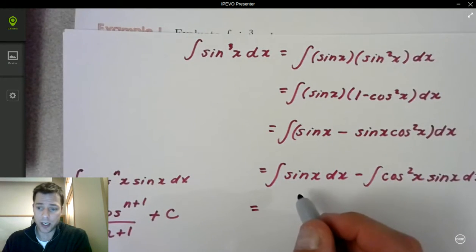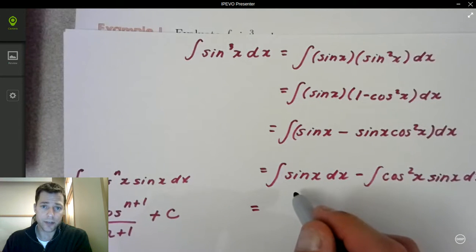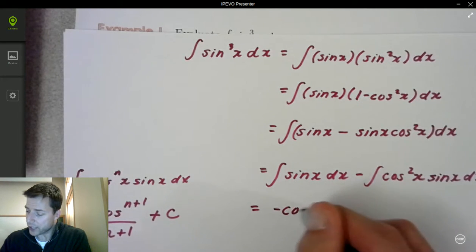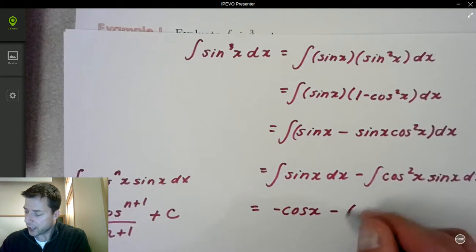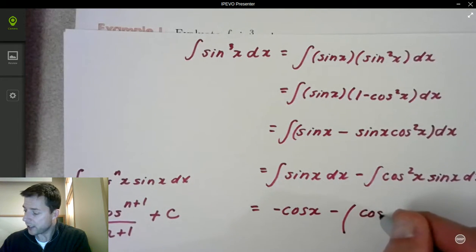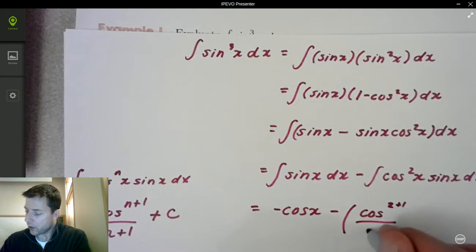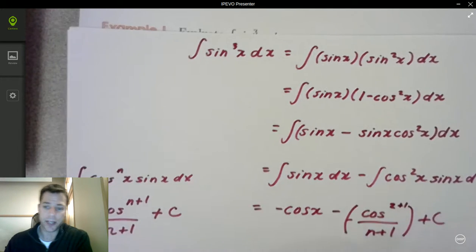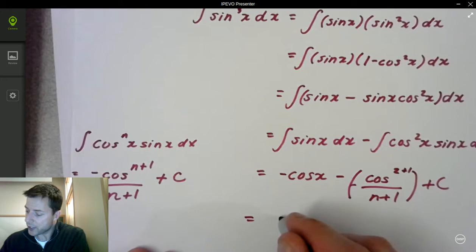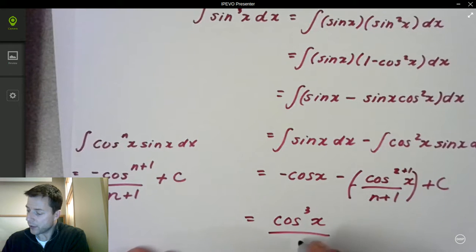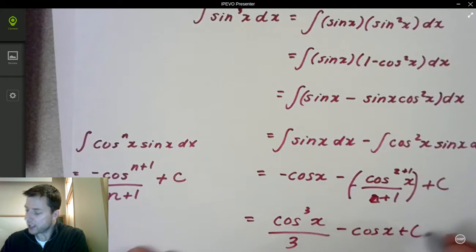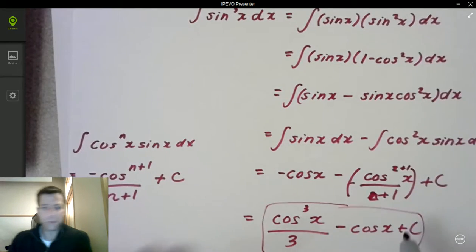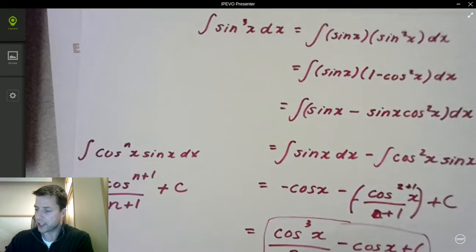So I'm going to integrate. What function gives me a sine derivative? That would be negative cosine of x. Minus, following that rule, cosine to the 2 plus 1 over 2 plus 1, plus c. That's the integral of this piece right here. And so my final answer is cosine cubed of x over 3 minus cosine of x plus c. And there's our first solution. So that's the integral of sine cubed.